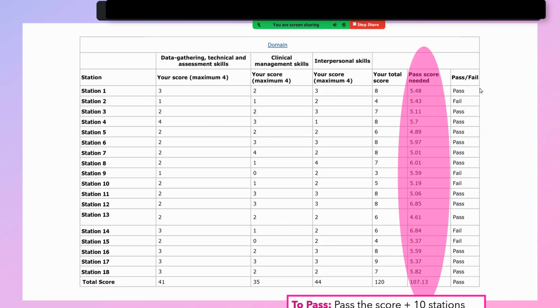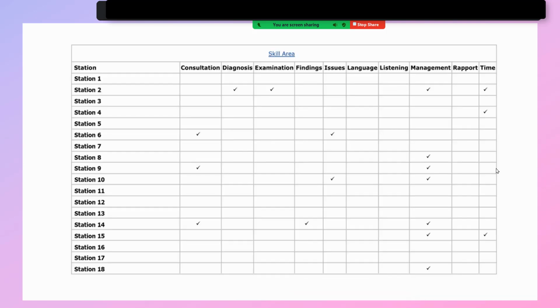How many stations did he pass? 1, 2, 3, 4, 5, 6, 7, 8, 9, 10, 11, 12, 13. So he passed the number of the stations as well. Okay? And these are the quantitative mark domains. As you can see, in front of each case, the skills areas.